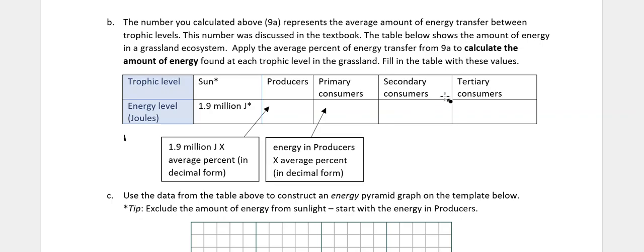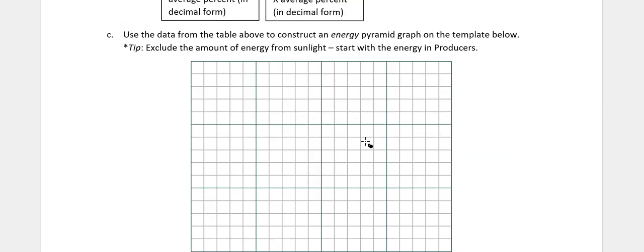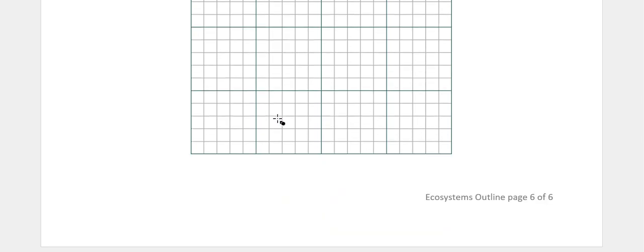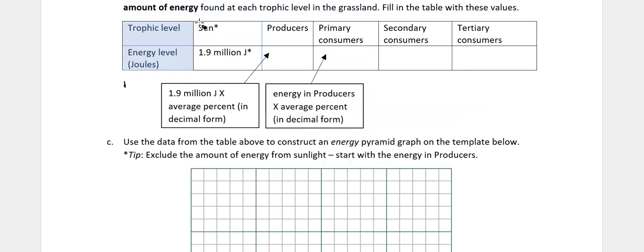energy level. Okay, and what that should do, like the others, is give us a set of numbers to make an energy pyramid for this last one. And there's a little note here that you do not need to include the sun, okay, because then it's not a living thing. We're only going to include these trophic levels in our ecological pyramid.